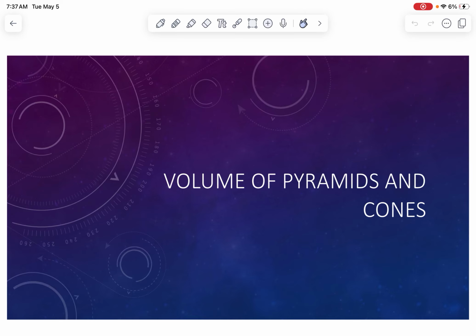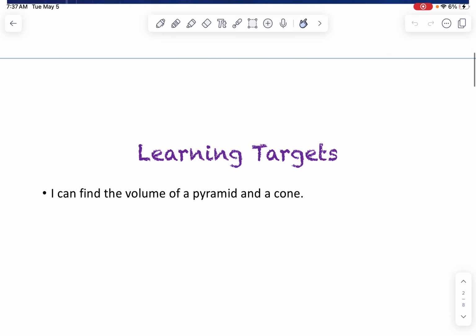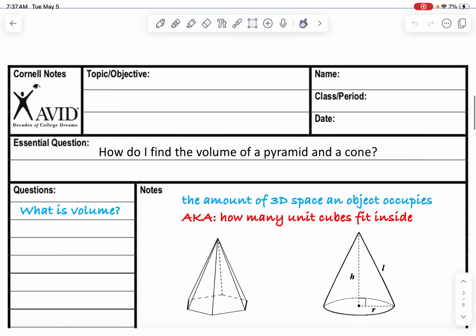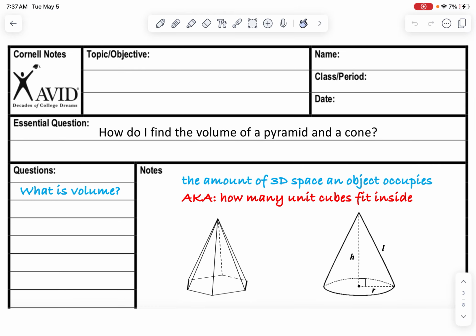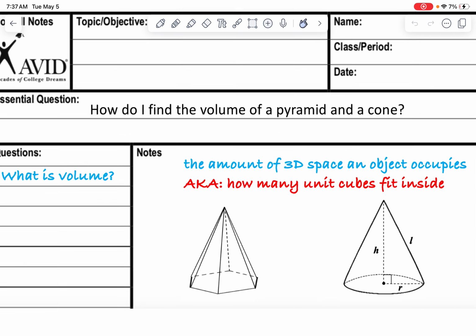Okay, so this lesson is on volume, and we're going to start with pyramids and cones. Just as a reminder, what is volume? Remember, volume is the amount of three-dimensional space an object occupies. In other words, usually how many unit cubes can you fit inside a shape?